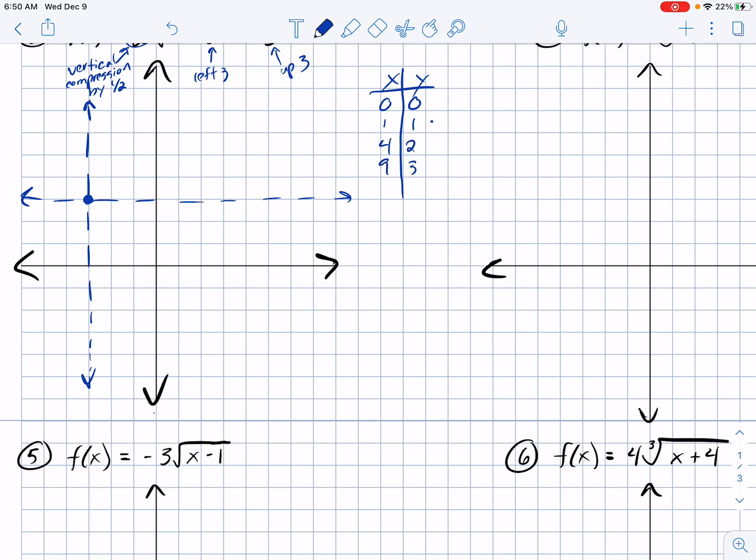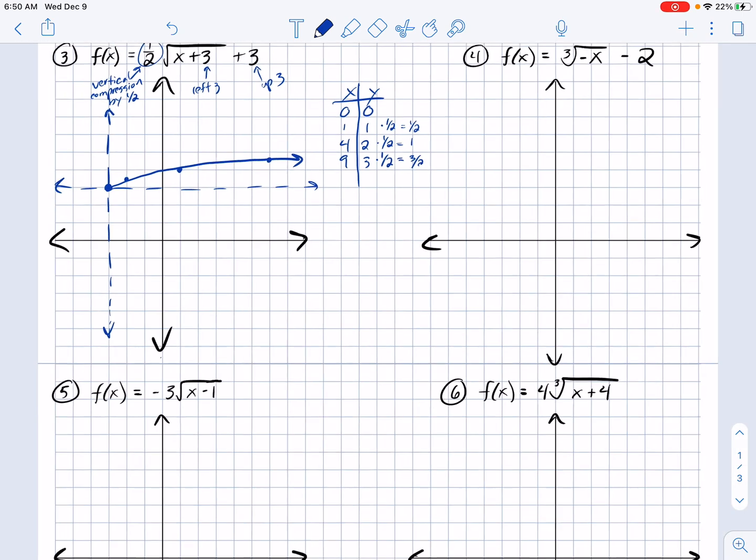We would now just be multiplying all of our y's by 1/2 because we were compressed by a factor of 1/2. So this would get us 1/2, 1, and 3 over 2. So (1, 1/2), (4, 1), and then 9, which should be over here at 6, 3 over 2 or 1.5, and you can see that's been compressed by a factor of 1/2.